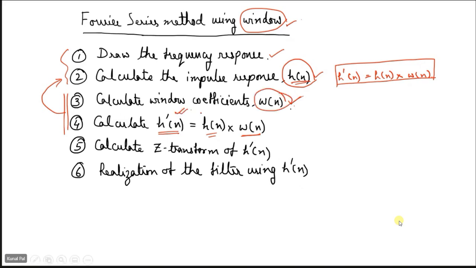So after we get the H dash n, the normal procedure we discussed yesterday applies. That is, we have to calculate the Z transform of H dash n, and lastly, after we have got the Z transform, that means we have got the transfer function H(z), we need to realize the filter. So in this case, step 3 and step 4 are the additional steps.